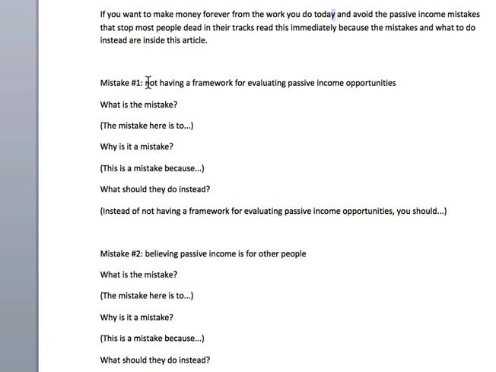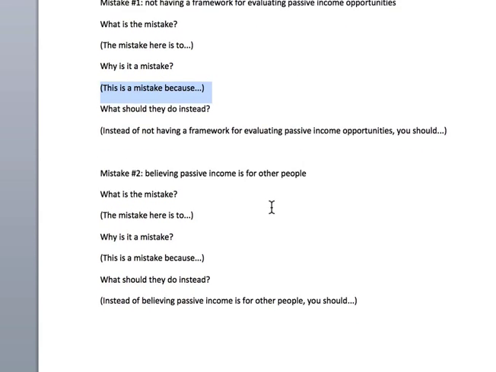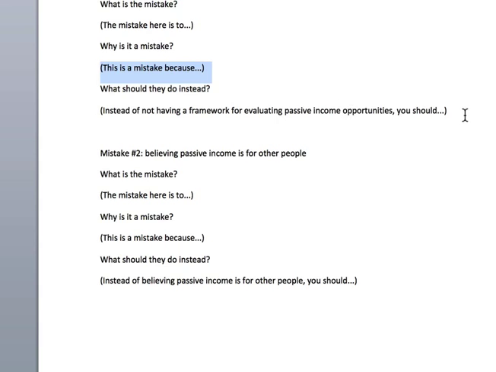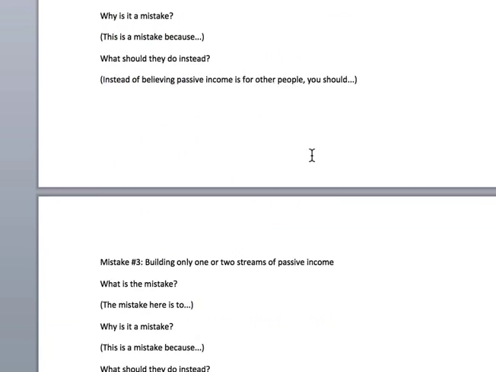Mistake #1, remember I typed this in, not having a framework for evaluating passive income mistakes. So then I would complete here, I would write in that paragraph, what's the mistake? And why is this a mistake? I would read that in. Remember, this is from Jeff's templates specifically, but it's great starter material for whatever product that you want. What should they do instead? Right there. Instead of not having a framework for evaluating passive income opportunities, you should, and then type that in. So you get 3 of those, right?